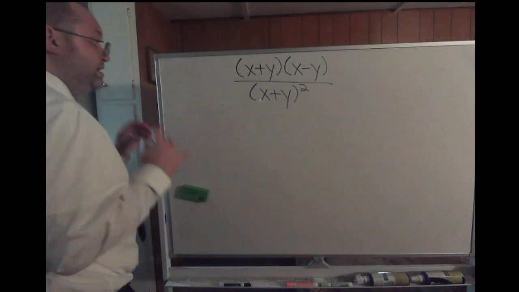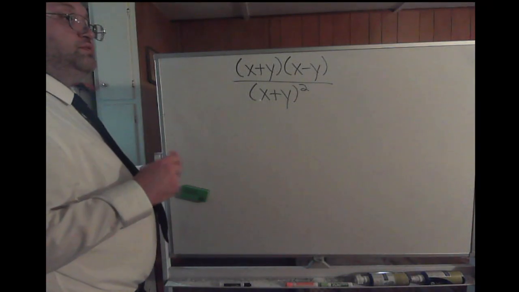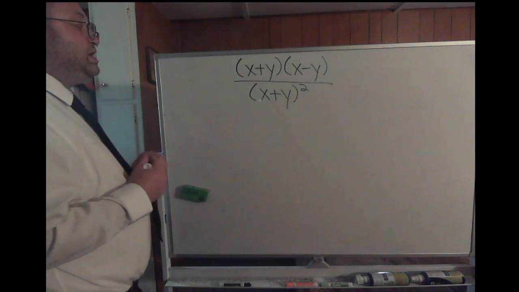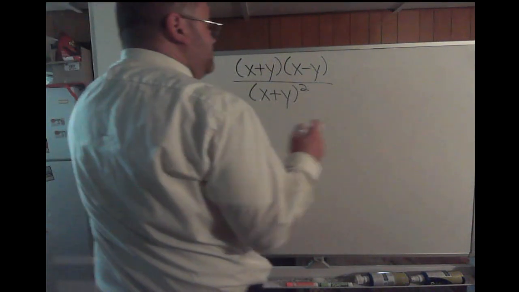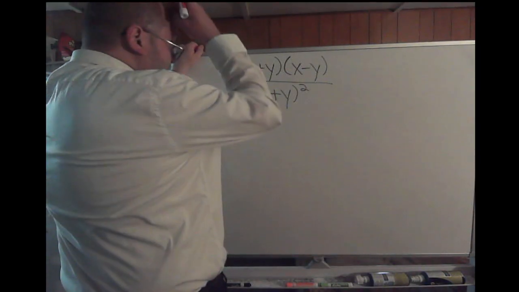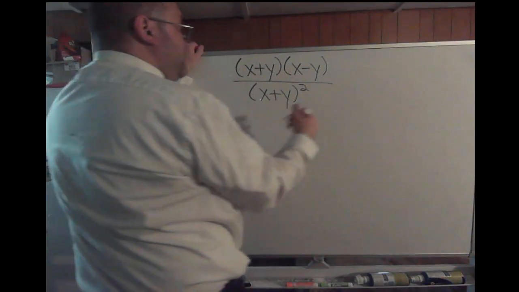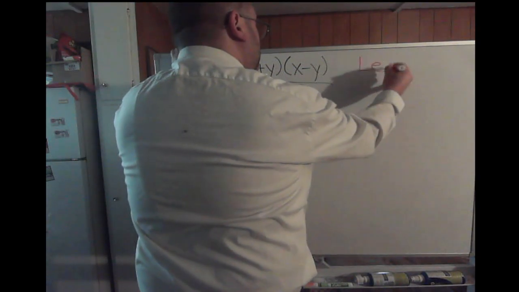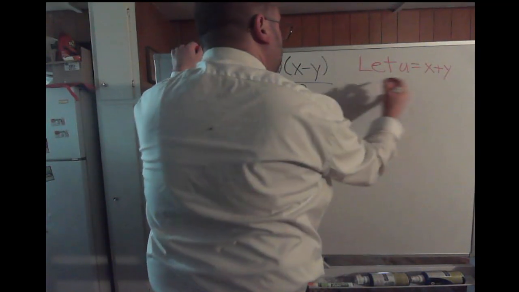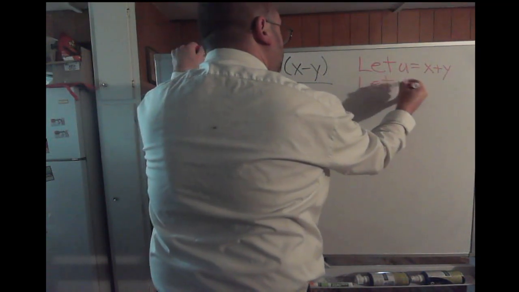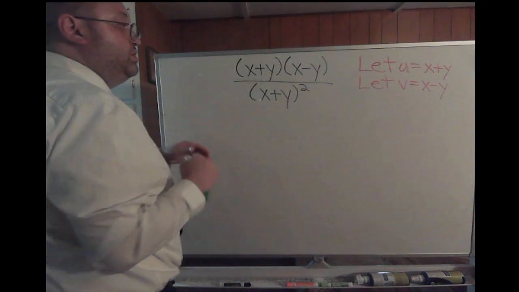So again, here's what you could do too. If it really helps you, you can do what's called a substitution, because you're going to treat each of these parentheses as their own variable. I would say something to the effect of, let u equal x plus y, let v equal x minus y. Okay, that's a way you can do it.